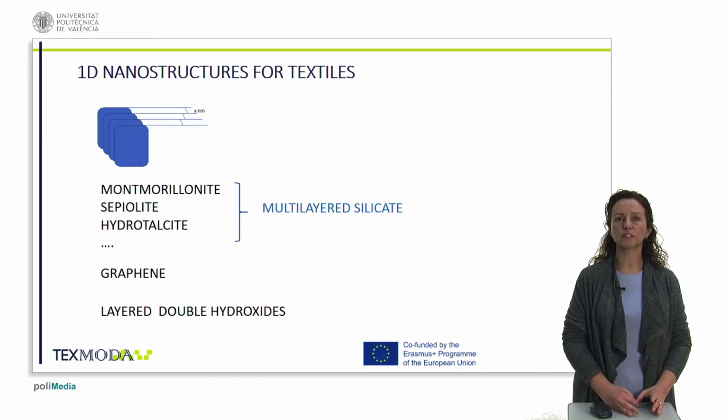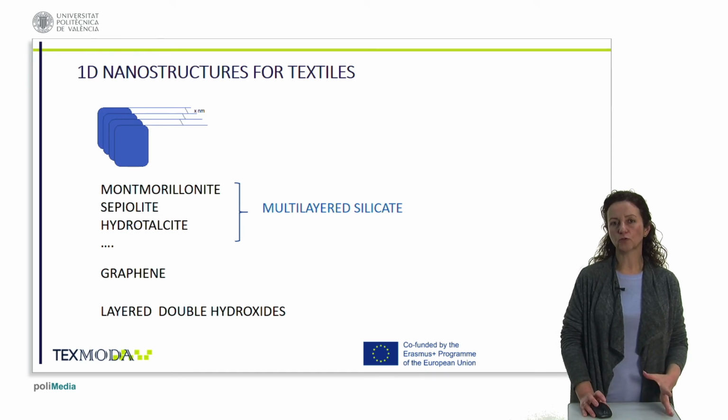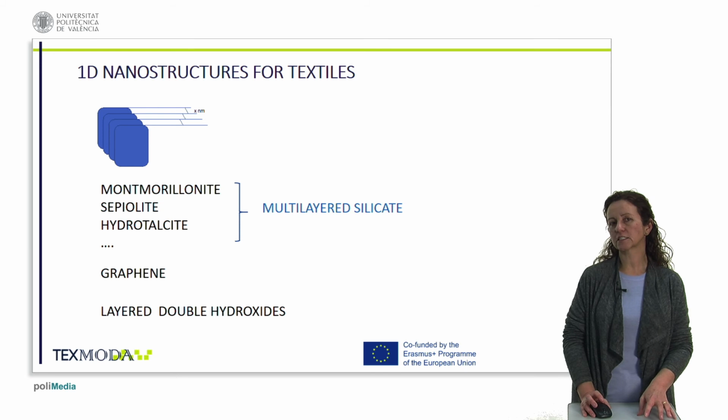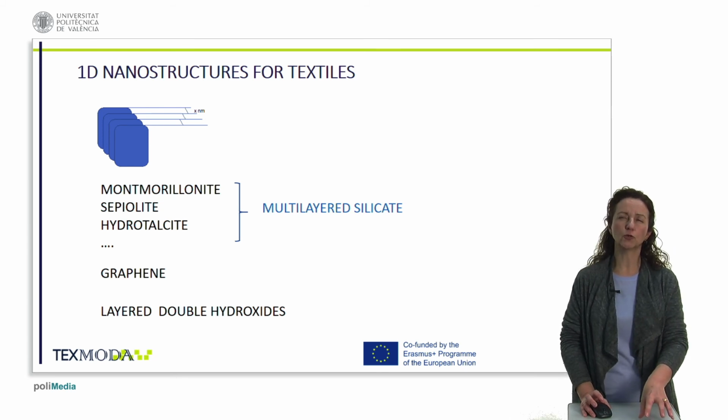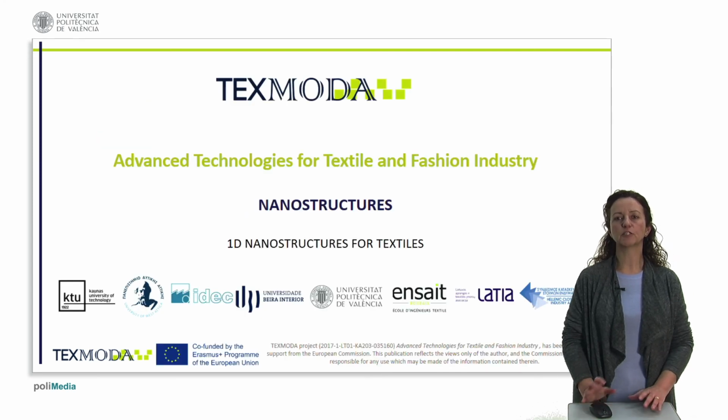Focusing on the kinds of materials that could be used for textiles, we have three kinds: the multi-layered silicates, graphene, and recently we could find some publications related to double-layered hydroxides. Those are the different kinds of materials which could be used on textiles. But we should point out at this stage that one-dimension nanostructures are not the most widely used in the textile industry.